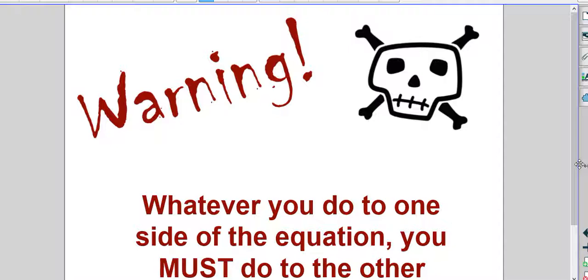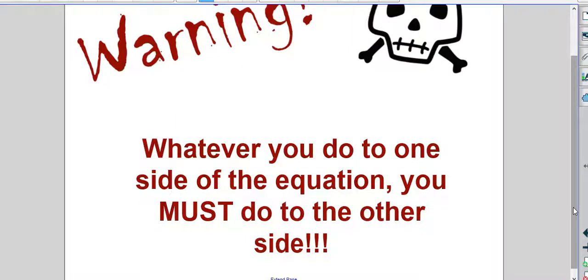So, this is an important warning here. Whatever you do to one side of the equation, you MUST, as in capitals, and I'll underline it, must do to the other side. Okay?